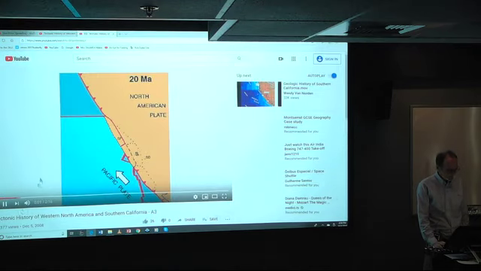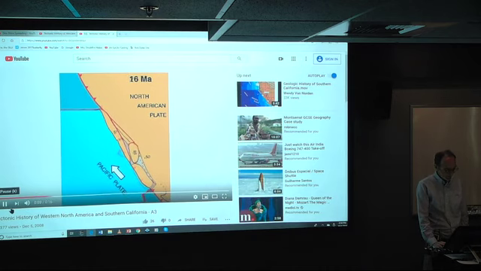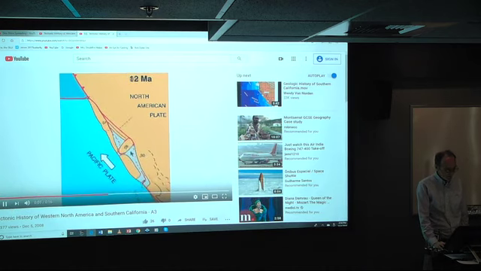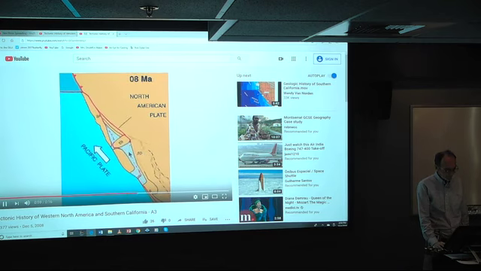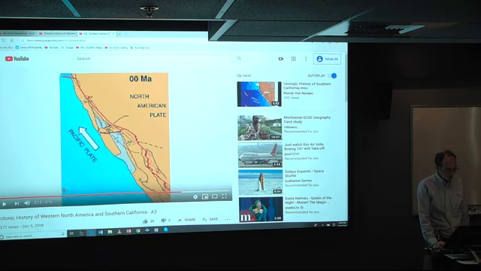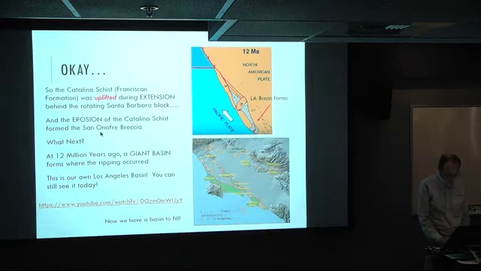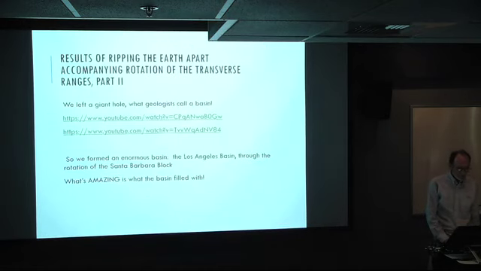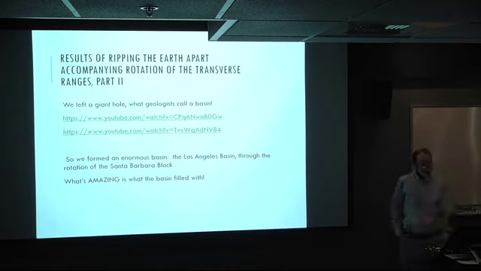No, it's the same. Okay, this is just showing the block ripping apart again. So this is the extension that's going on, that's ripping and bringing up the Catalina schist, which will eventually lead to the formation of the San Onofre breccia. Now we have a basin to fill. I'll go on a little bit more. Results of ripping the earth apart, accompanying rotation of the transverse ranges, part 2.